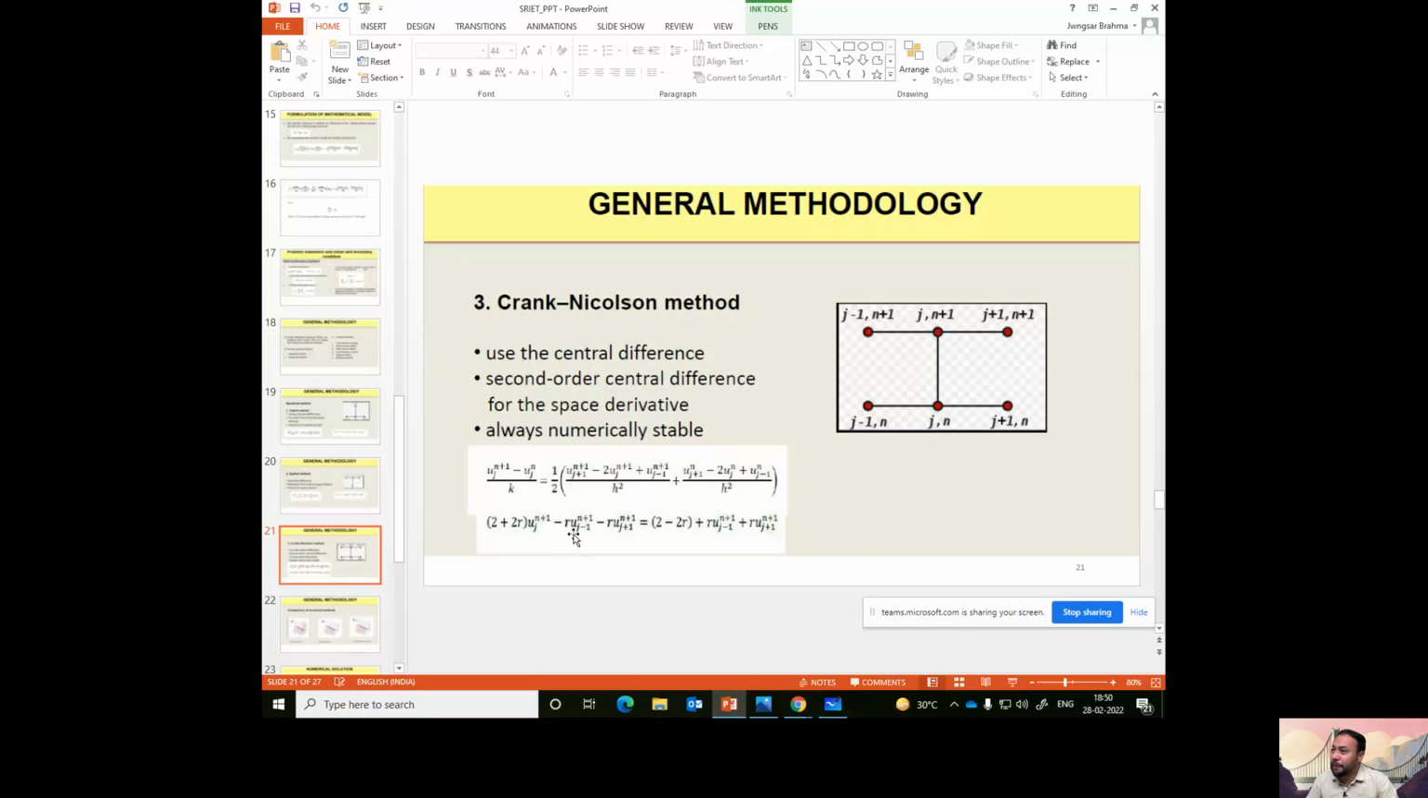Here, this R also represents K by H square. K represents the increment in time, H represents the increment in length. So by using the finite difference method, we can get three types of discretization equations. One is implicit, second is explicit, and third is the Crank-Nicolson method. We are trying to use the Crank-Nicolson method here to get the solutions.